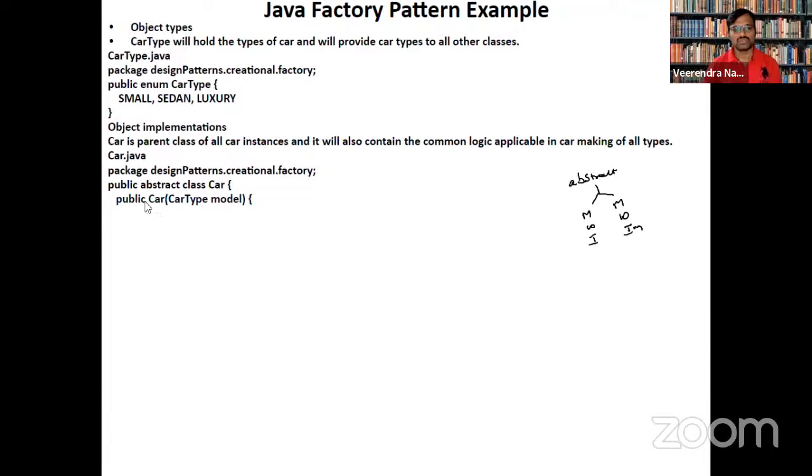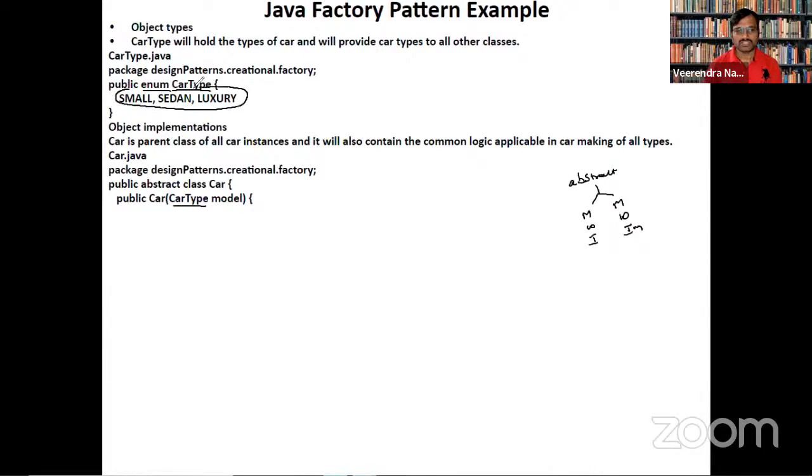Then you will have a constructor that will contain the car type. What is the car type here? That is why I told you, you have to remember the previous classes also. Car type is the enum type class, which is holding the three enumerations. What are the three enumerations? Small, sedan, and luxury. Those are the three enumerations that we have. Then this.model is equal to model.